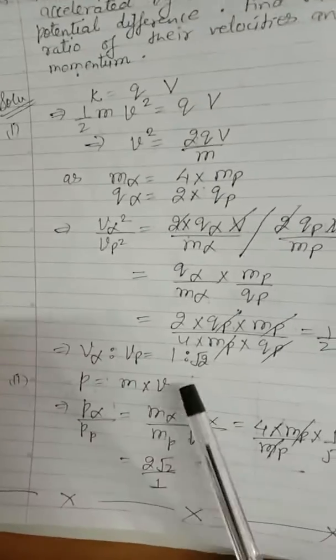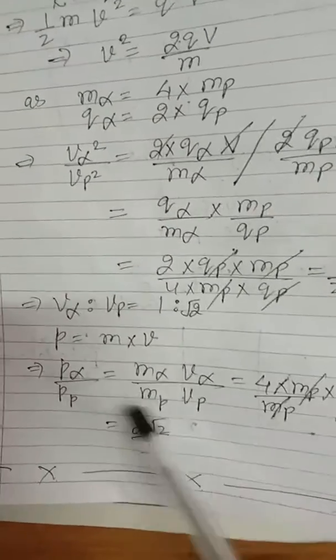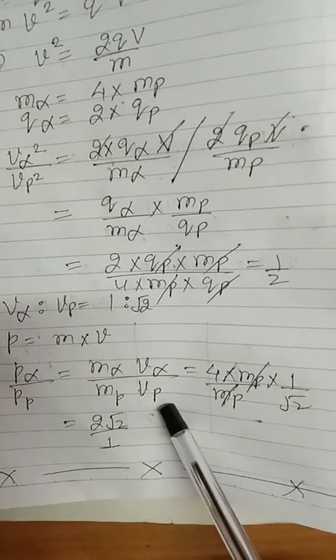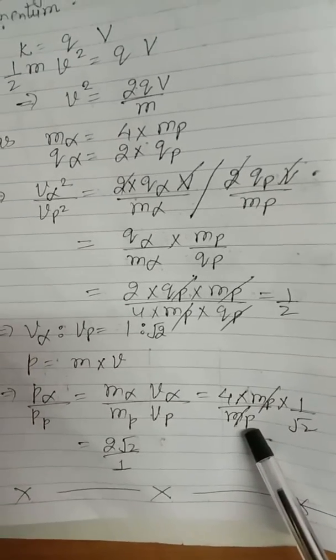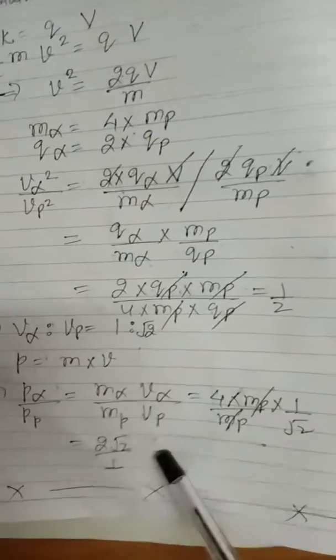The second part asks for the ratio of momentum. Momentum is mass into velocity, so again substitute the values. P alpha upon P of proton will be M alpha V alpha upon MP Vp. Again substitute the relation of the mass of the alpha particle in terms of the proton, and the velocity ratio we got in the first part, and we get the ratio.